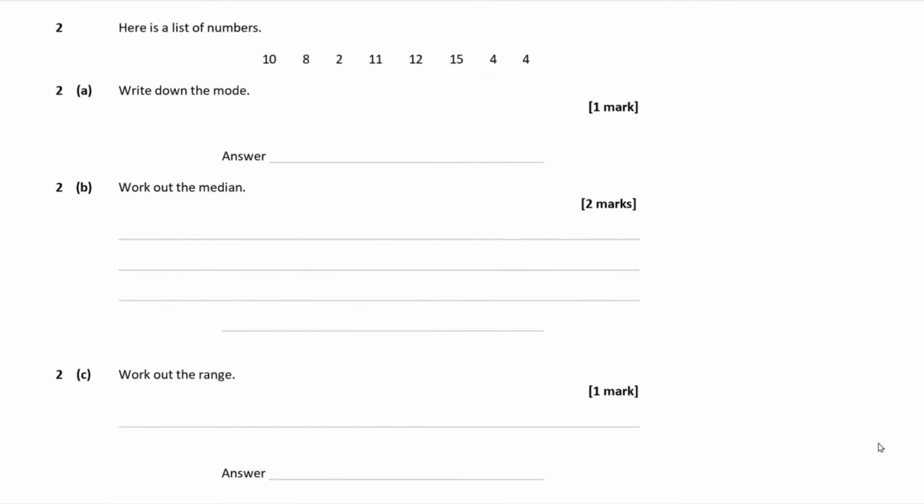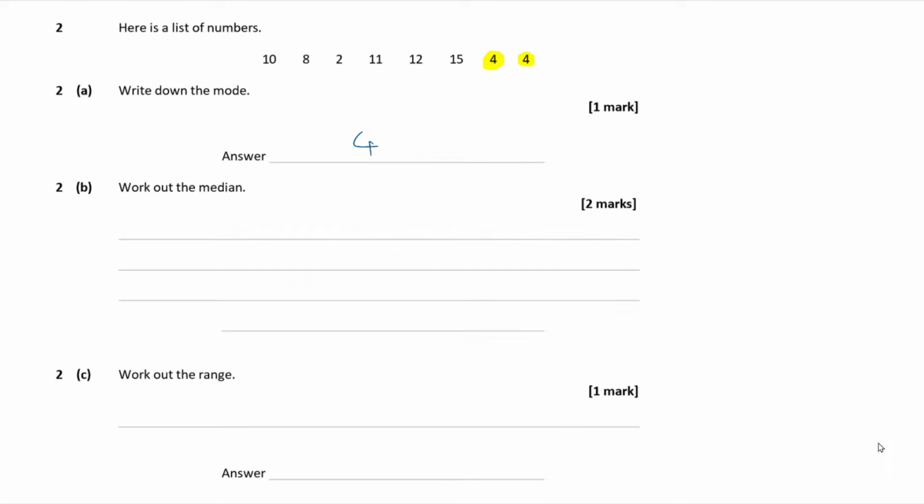Question 2. Here is a list of numbers: 10, 8, 2, 11, 12, 15, 4, 4. Write down the mode. Okay, well, mode is most, and I can see already that there are two 4s, which is more than all the others, isn't it? Because all the others just appear once. So because 4 appears twice, which is more than any other number, that must be the mode.